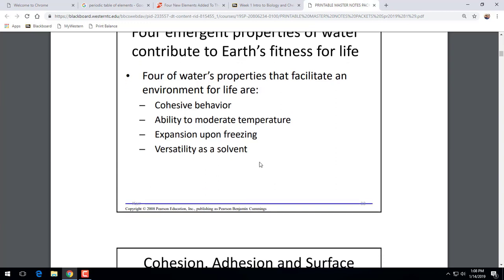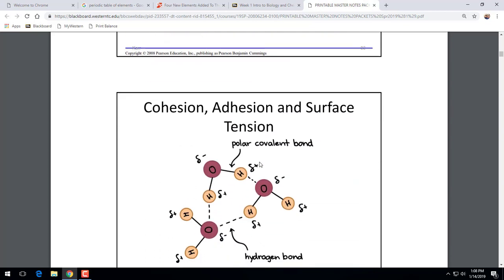And its versatility as a solvent. Water is the number one solvent, which means chemical reactions occur in a watery solution. And we see that in a lot of organisms that are mostly water as well.